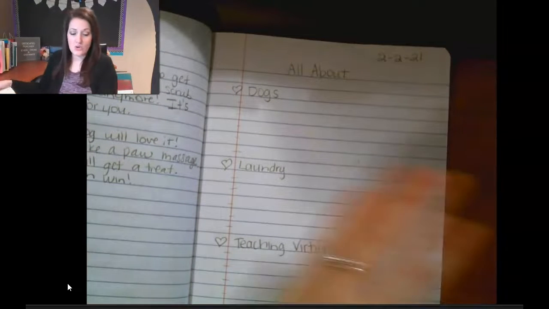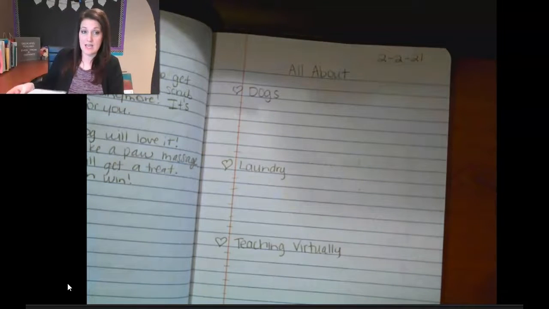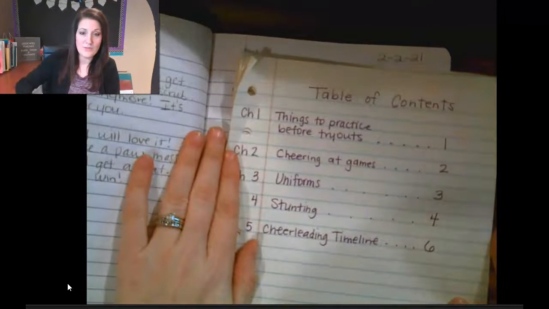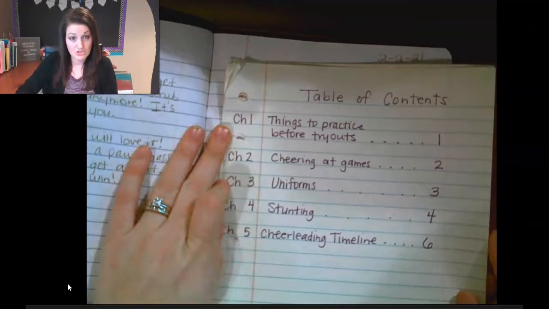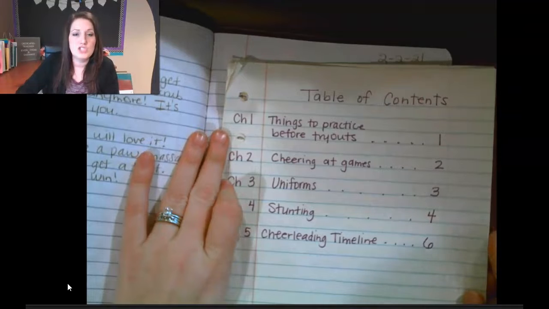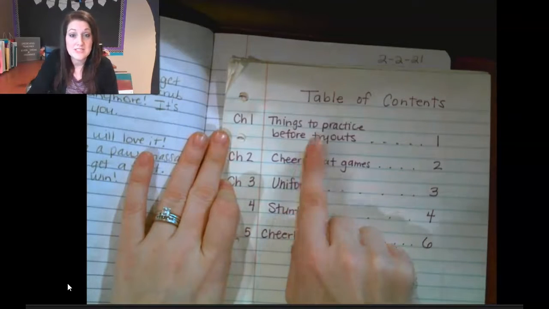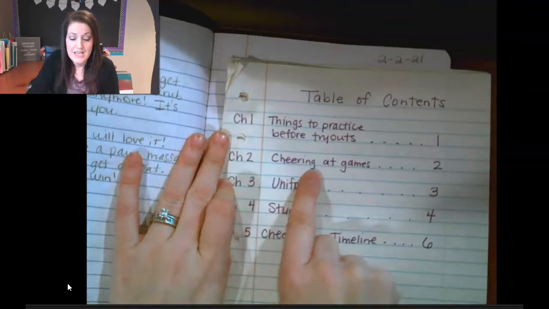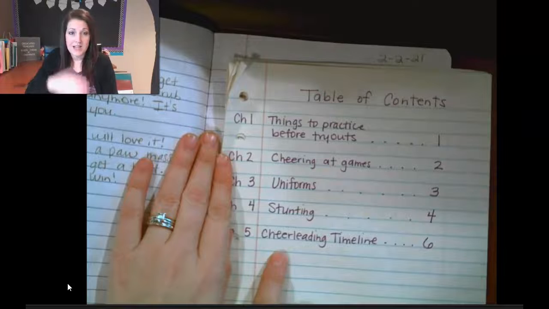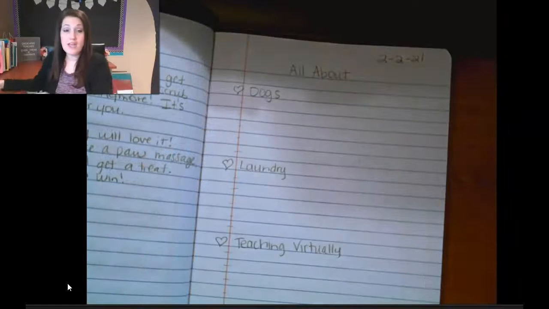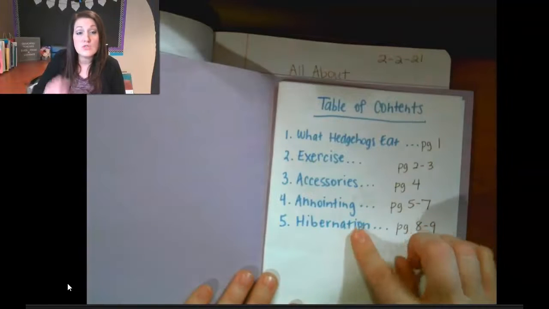So if I pick dogs, I need the chapters that I'm going to write about. Giving them titles will help me know what to write about in each chapter. Here's an example from my book about cheerleading. I wanted to teach people all about cheerleading, so I had to think about what different things they need to know. Things to practice before tryouts is one of my chapters. Then cheering at games, what the uniforms look like, how to do stunting, what stunting is, and a cheerleading timeline of my life. When I showed you my hedgehogs book, these were the chapters that I used, the headings. So this is what you're doing today.